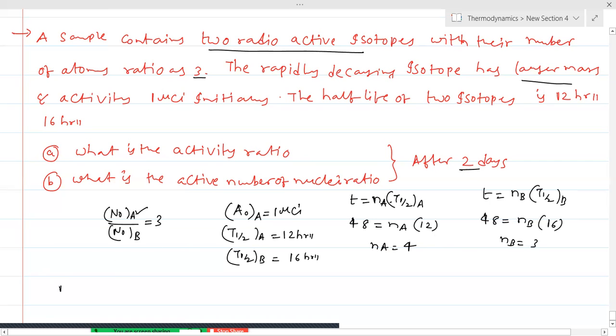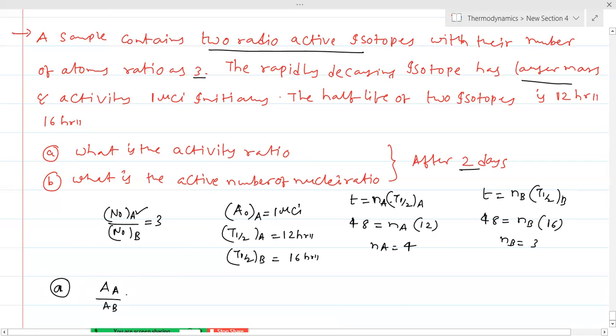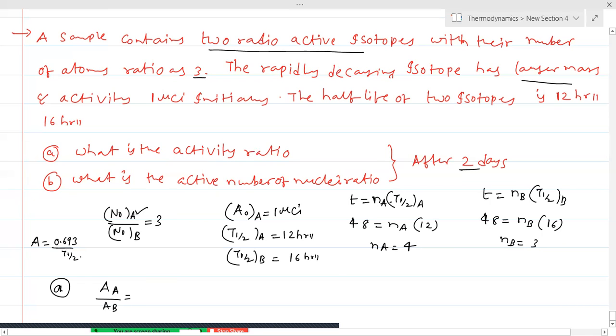So the first question is: what is the activity ratio, activity of A by activity of B? Activity ratio means A equivalent to lambda into N. Lambda means 0.693 by t half, and N means N naught by 2 power n. So this 0.693 is a constant, and all these others are variables: N naught by t half into 2 power n.